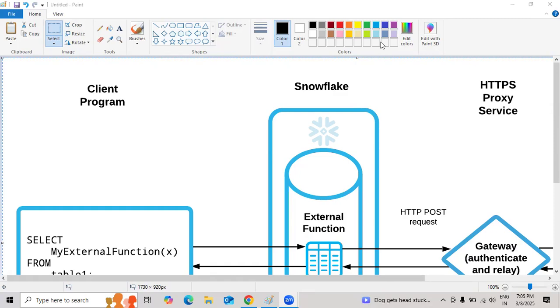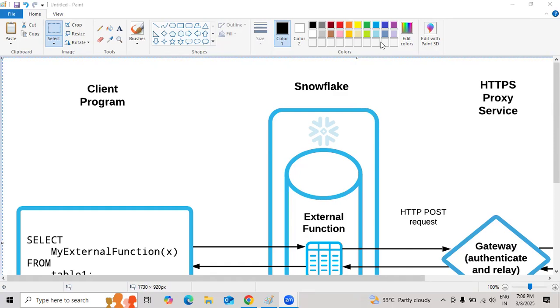Now, when it comes to external functions, let us understand what they are: code that we execute outside Snowflake, remotely. The code or information that we send to a remote service is normally relayed through a proxy service, so that whenever there is any stored procedure of Snowflake, security-related or external information for API integration will be handled in this way.